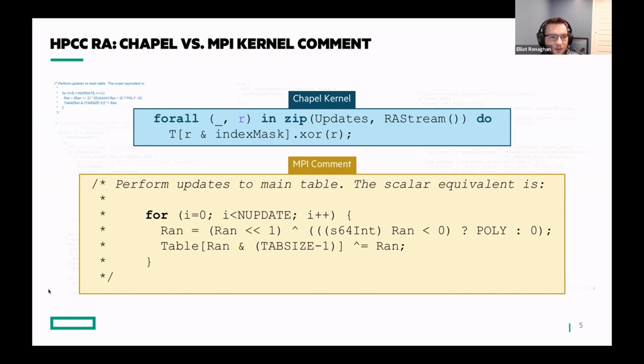And so really what I want to highlight here is, the Chapel kernel is able to basically describe what's happening in the same amount of space that the MPI comment is able to. And here, I think this shows what we're talking about when we talk about improving the productivity of parallel programming, right?